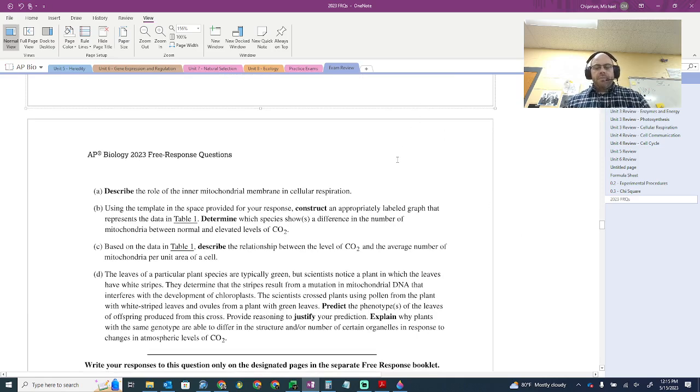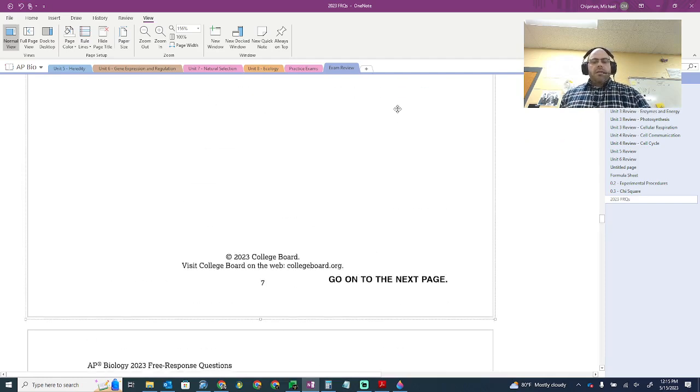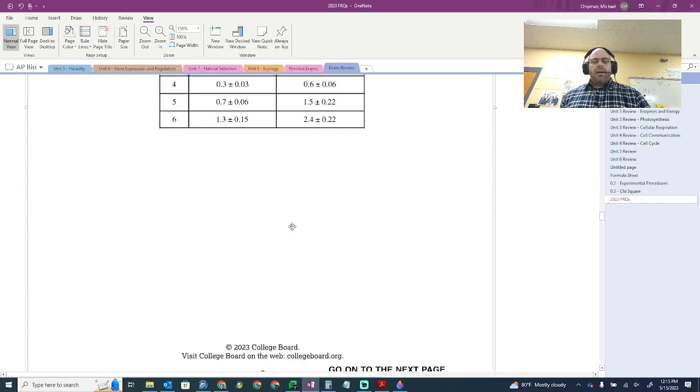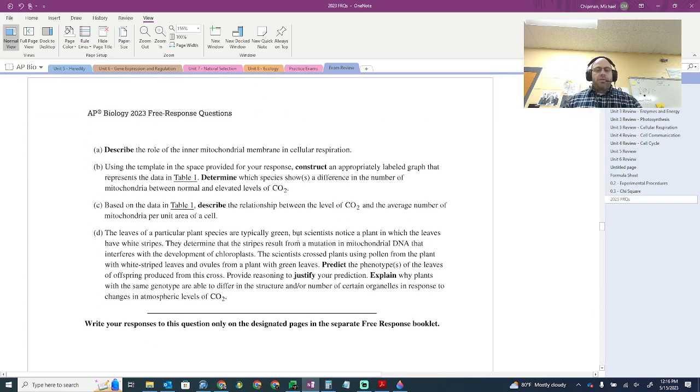Part C, based on the data in Table 1, describe the relationship between the level of CO2 and the average number of mitochondria per area of the cell. Well, when you have elevated CO2, across the board you have an increase in the number of mitochondria. It says describe the relationship. You can say that the two are directly related, because when the amount of CO2 goes up, the amount of mitochondria also goes up. Simple.